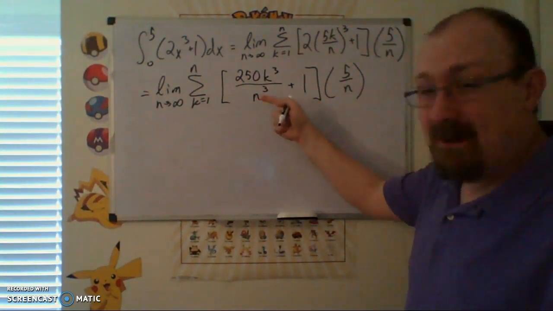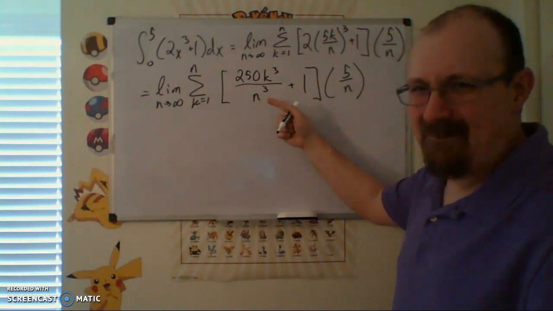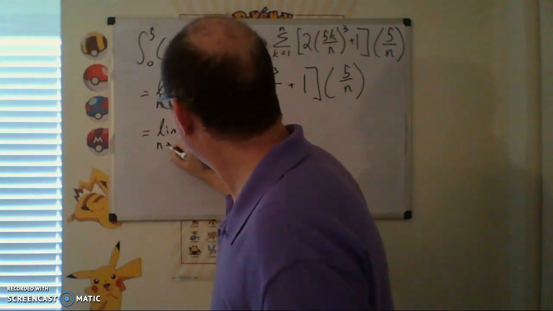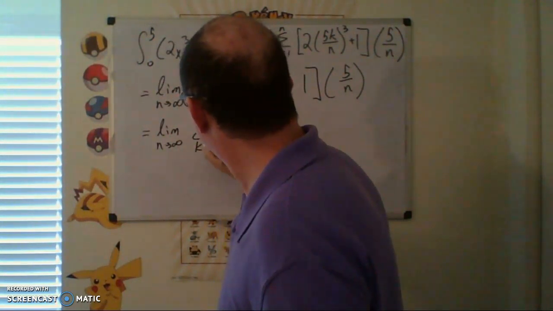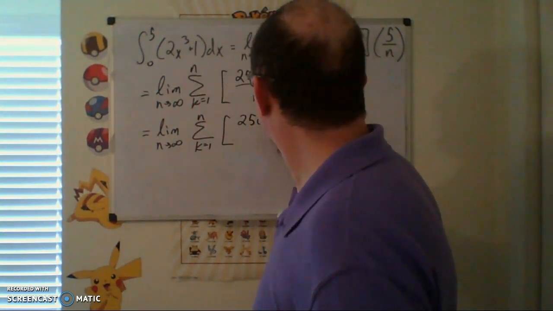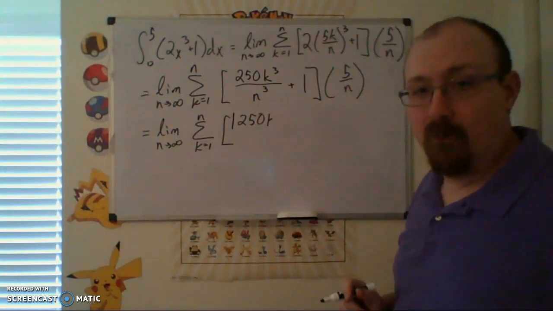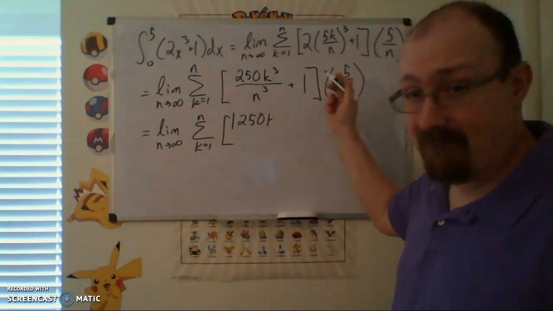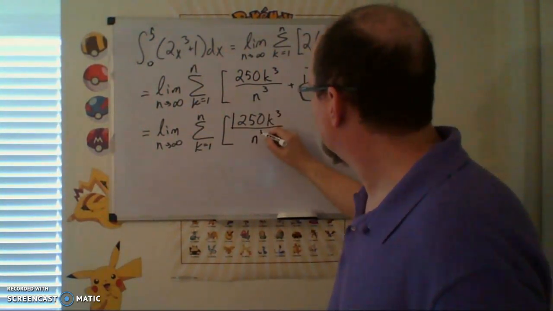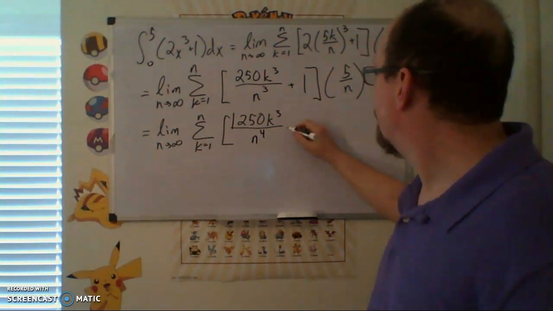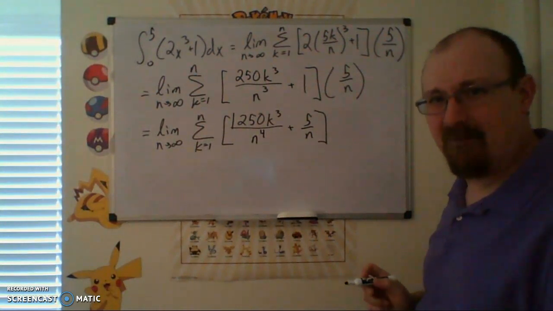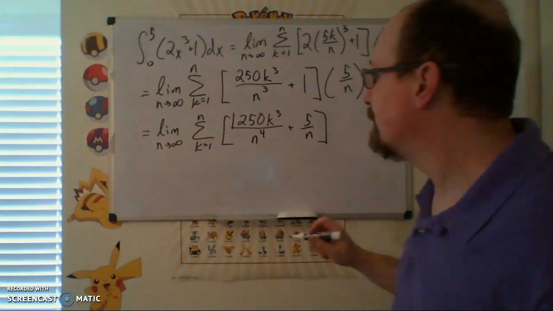Now I need to distribute the 5 over n. Technically you don't have to, but I think it makes this cleaner to follow. So we'll have 250, oh, sorry, 1,250, because I have to multiply the 250 by 5. k cubed up top, n cubed times n, gives me n to the 4th down below, and then I just get a copy of 5 over n when I multiply that part together. So, all right.